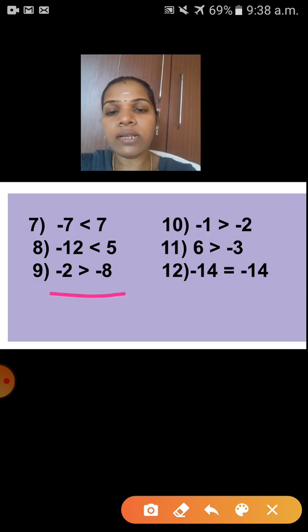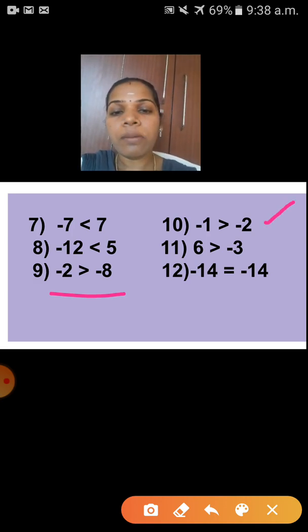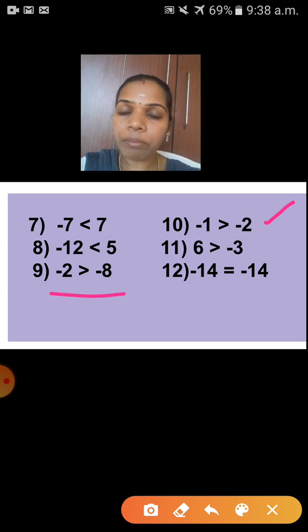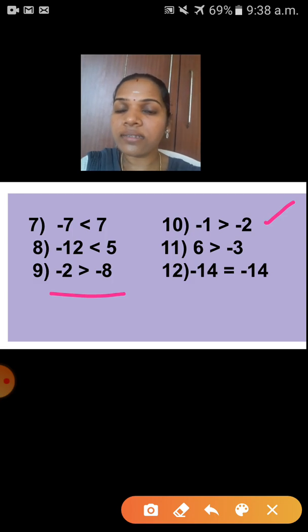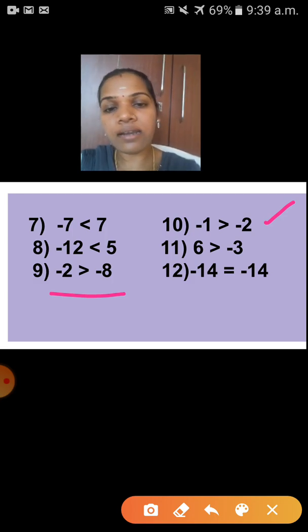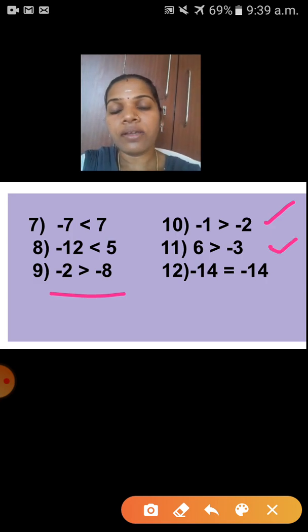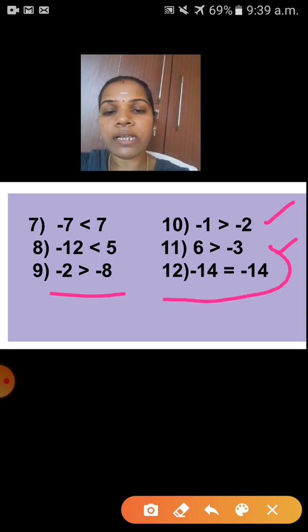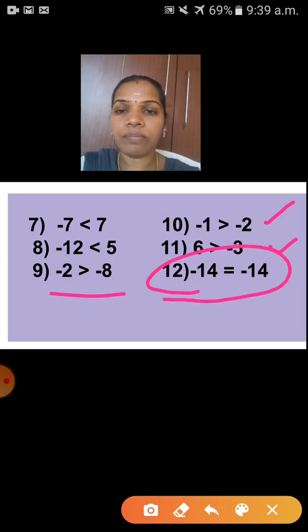Okay, and the next one is the 10th one. You have to see here, minus 1 is greater than minus 2. Okay, next one is 6 and negative 3. So here 6 is greater than negative 3. And the last one is minus 14 is equal to minus 14. Two numbers are negative, both numbers are the same.